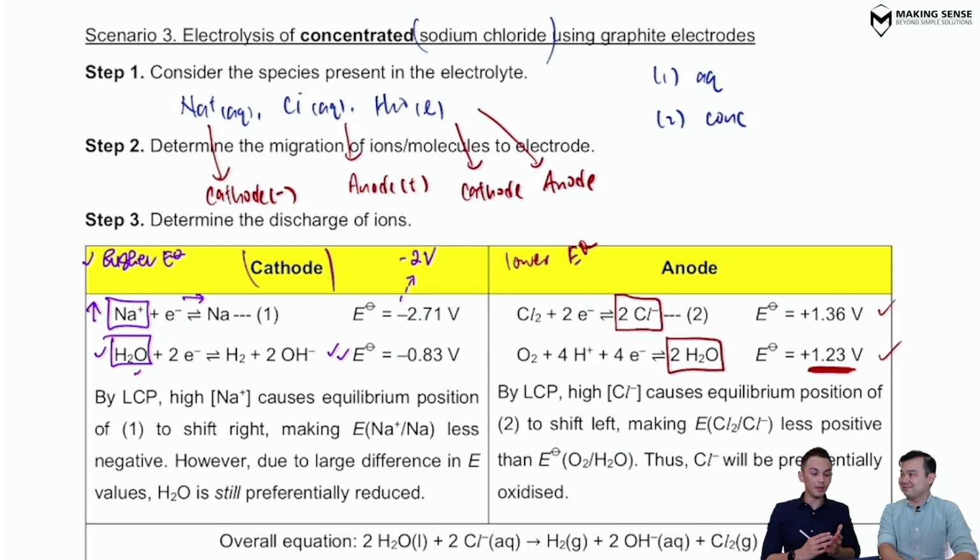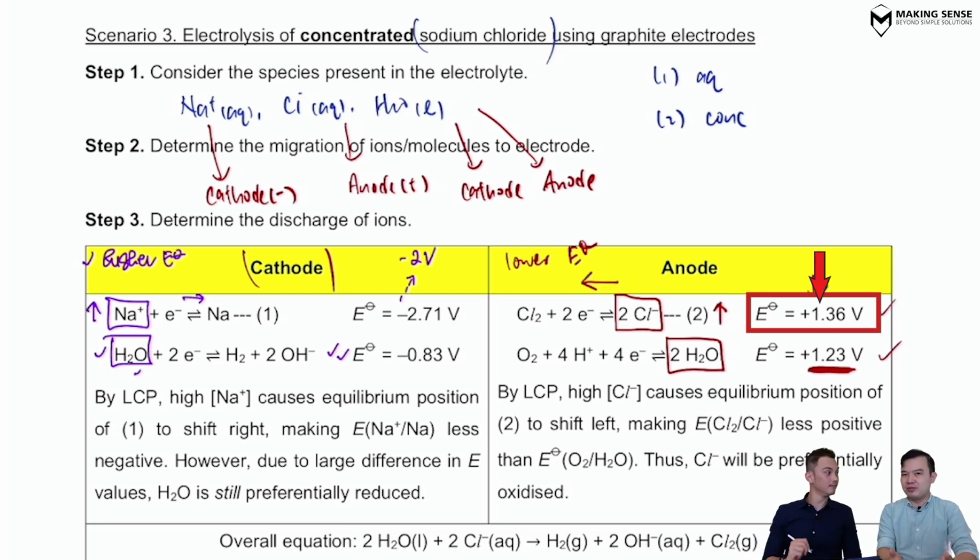That's right. But again, if you're doing concentrated NaCl, okay, we're going to increase the amount of Cl minus, right? What's going to happen? So you start to see that water is present in small amounts, Cl minus is in higher concentration. We have to apply LCP again, right? So if I take a look, high concentration of Cl minus should shift the position of equilibrium towards the left, right? And what happens to the E naught value is that it's going to start to decrease.